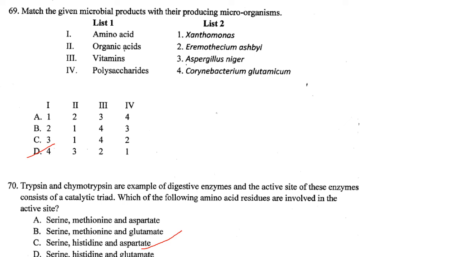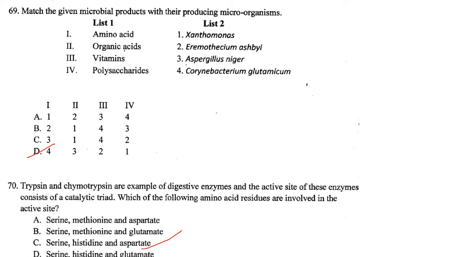So amino acids, 1, will be Corynebacterium glutamicum, 4. Then organic acids will be Aspergillus niger, that is citric acid can be produced, that are organic acids. Then 3, that is vitamins. Vitamins by Eremothecium ashbyii, 3, 2. And polysaccharides by Xanthomonas. So answer here is option D, that is 1, 4, 2, 3, 3, 2 and 4, 1.